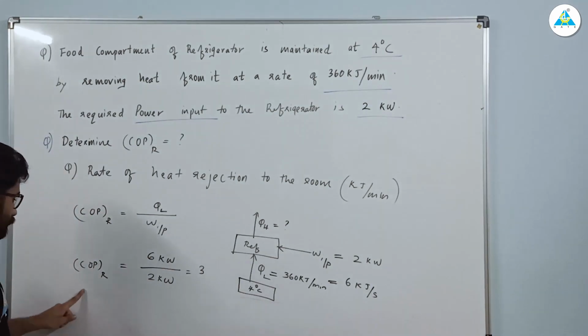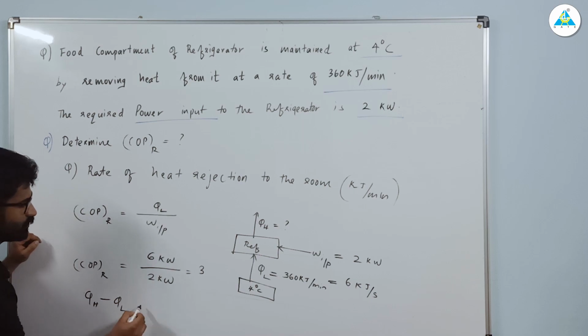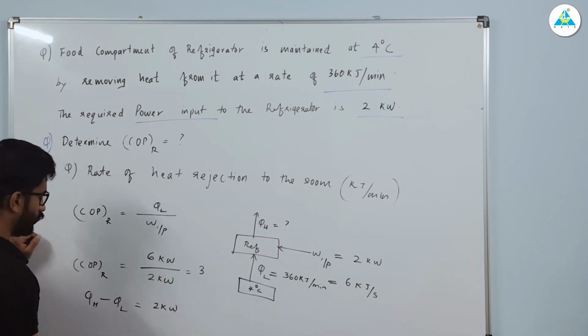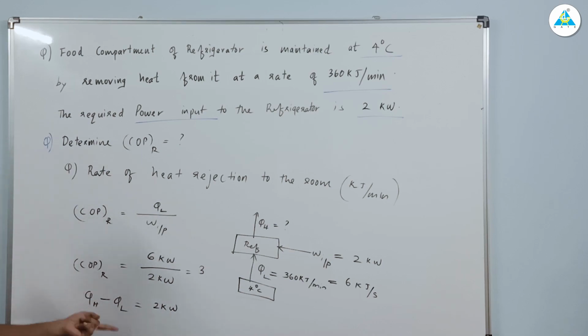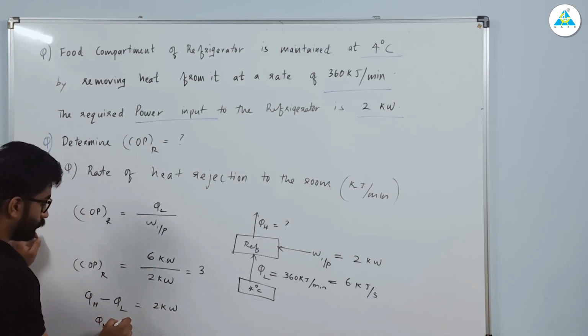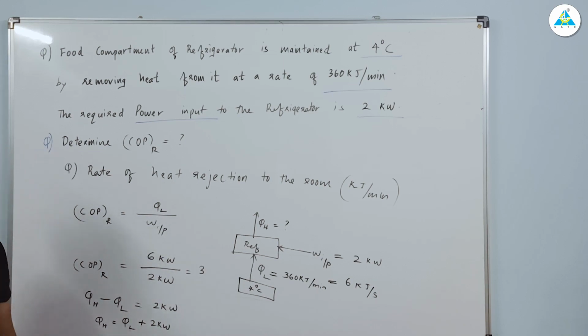QH minus QL is the work input, that is 2 kilowatt. You know QH, you know QL. QL plus 2 kilowatt will be QH. So find the answer. QH will be equal to QL plus 2 kilowatt. Find the answer. What will be the value of QH?